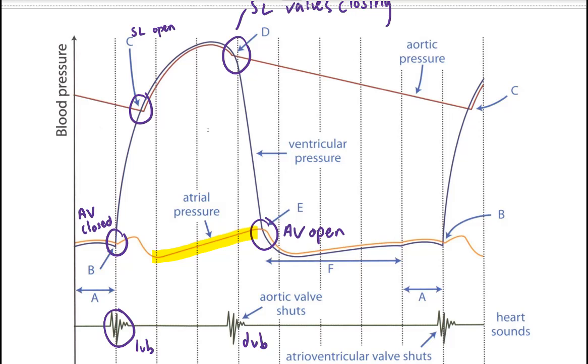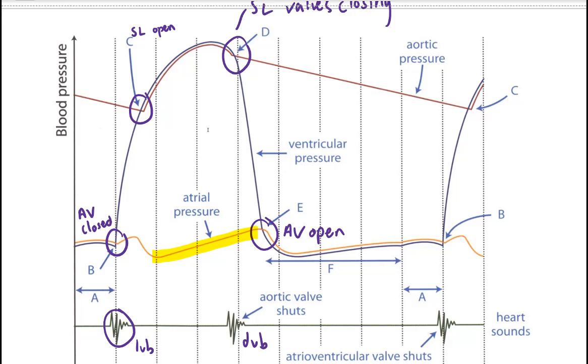So at this point, atrial pressure is increasing because the atria are filling with blood. Their pressure continually increases until we get to this point, which is when the AV valves open, the blood flows into the ventricles, and it decreases all that pressure which was building up because they were filling with blood.